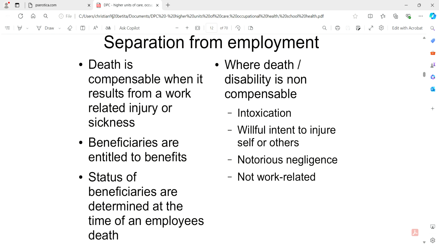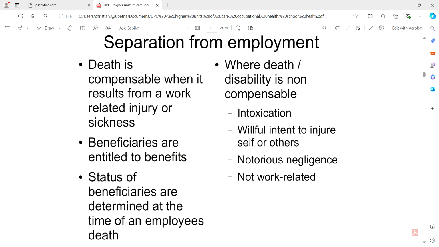Okay, so separation from employment examination. So there are three situations there. It's either the employee quit or was fired or terminated from employment, or the patient had died, or the patient had been injured and is therefore no longer able to work and therefore requires separation.